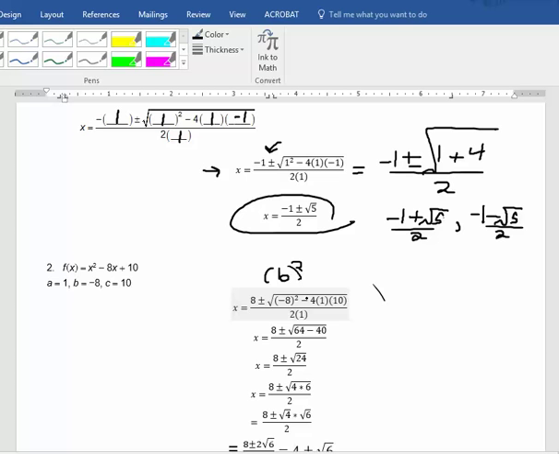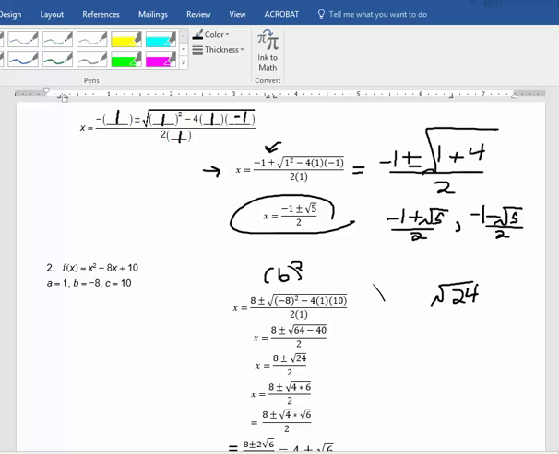And then you go minus 4ac. That's 4 times 1 is 4 times 10 is 40 over 2. And so then you end up with 8 plus or minus square root of 24 over 2. Now here's where some of you are having problems, is simplifying the square root of 24. Don't forget the plus or minus too. That's another thing people are forgetting.